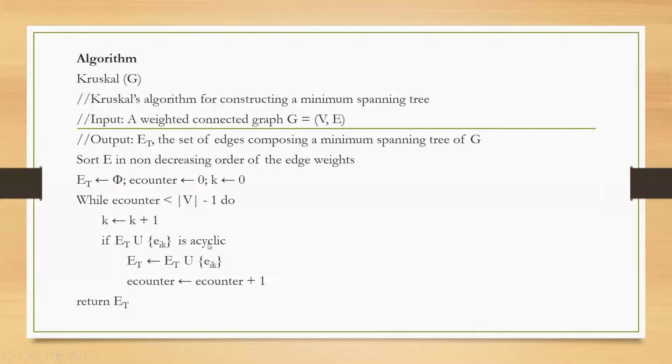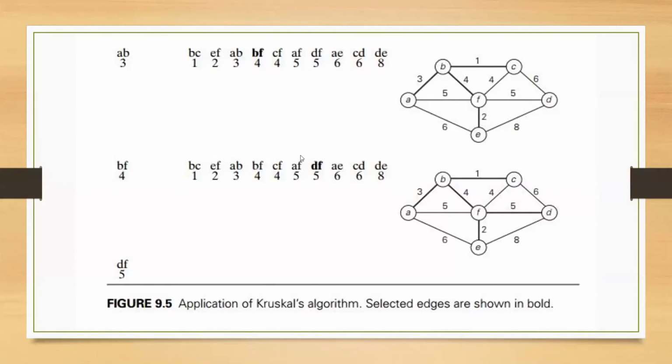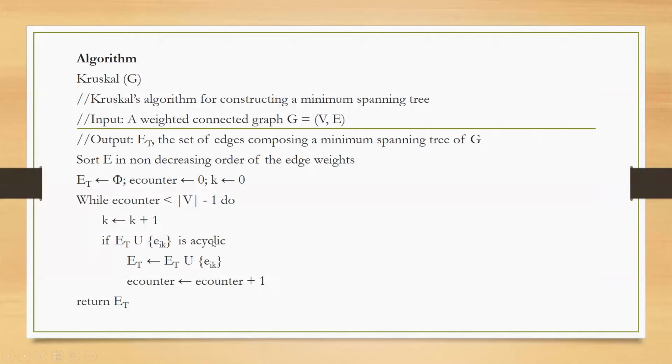So whether it is acyclic, no, it forms a cycle, isn't it? Now what you are supposed to do is, it doesn't increment the E counter. It doesn't update this. It will once again go back to the while loop. The E counter remains the same, because you have not considered any edge. What about K? K gets incremented. K becomes 6. So sixth edge AF. Even AF we are not considering. So hence it forms a cycle, and these two statements don't get executed.